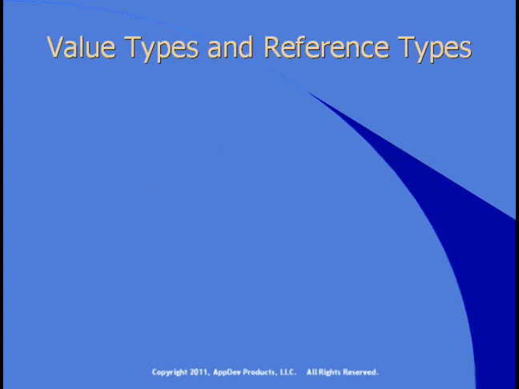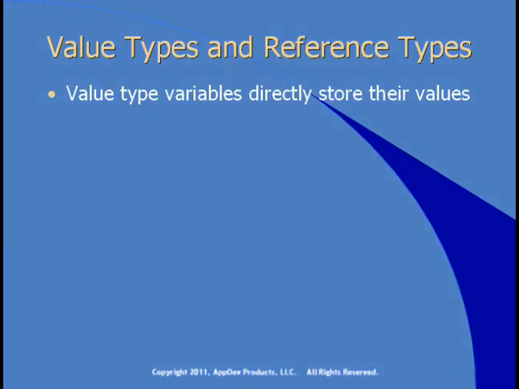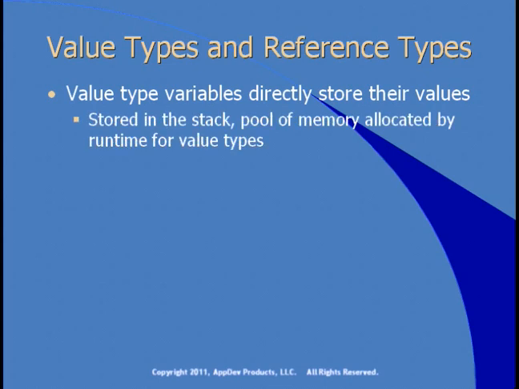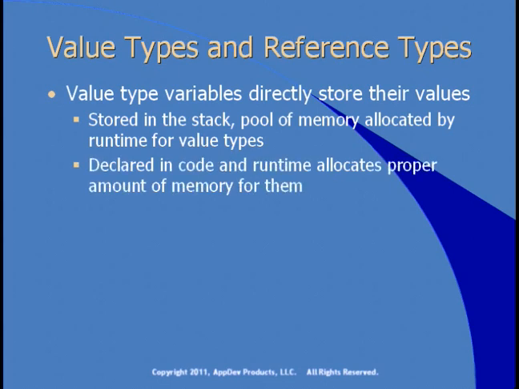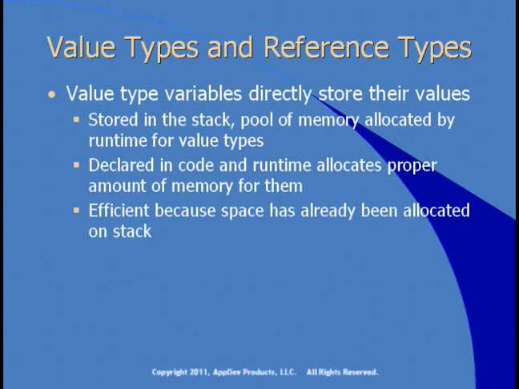In the previous section, we talked a little bit about converting from objects to specific data types. And this is an important concept that you really need to understand. There are two types in the .NET Framework: value types and reference types. A variable that contains a value type directly stores its values. And those values are stored in the stack, which is a pool of memory allocated by the runtime. And because you're declaring value types in your code, the runtime knows to allocate the proper amount of memory for them. And this is efficient because the space has already been allocated on the stack, which again is a piece of memory. All of the integer data types, floating point, decimal, Boolean, these are all value types.